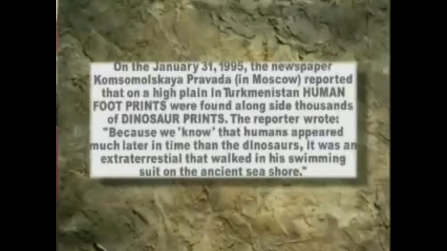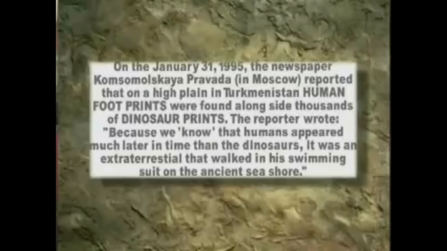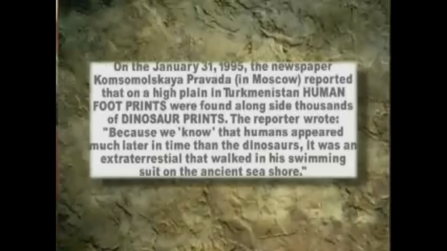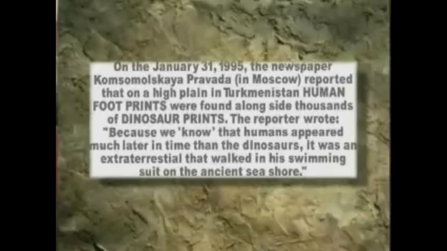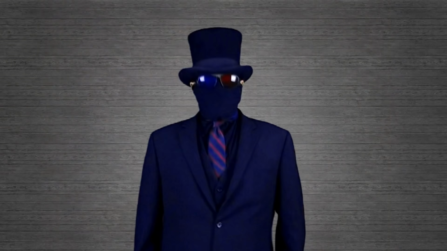And so in 1995, in the newspaper Pravda in Moscow, came this reporter's comments on the human and dinosaur footprints together. He wrote, "Because we know that humans appeared much, much later than dinosaurs, it was an extraterrestrial that walked in his swimming suit on the ancient seashore." Isn't that fantastic? Rather than face the fact that humans and dinosaurs live together, they have to make up some incredible story.